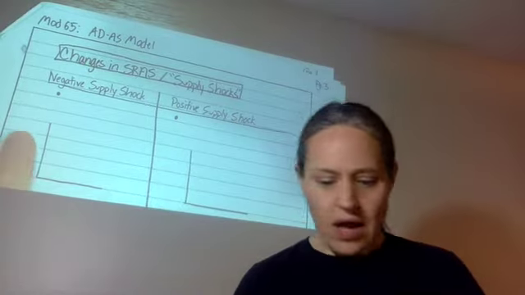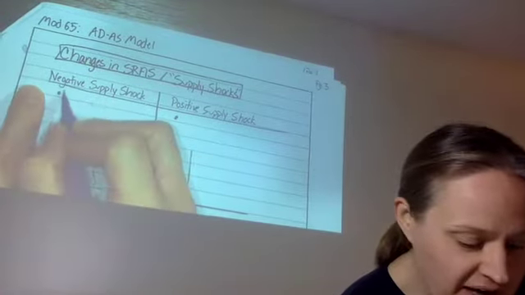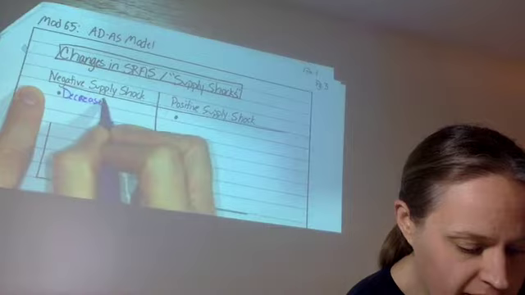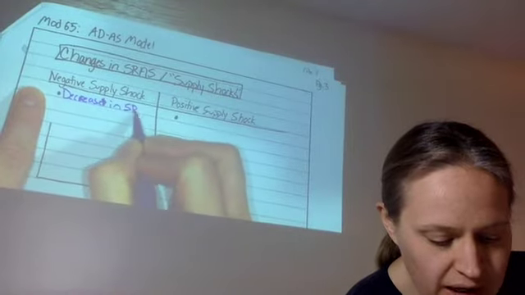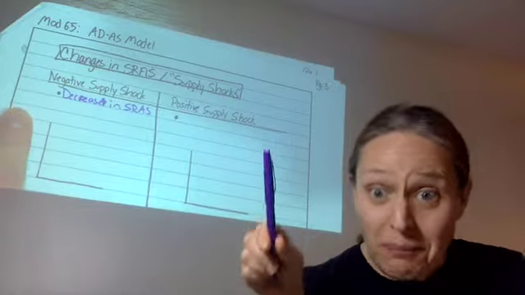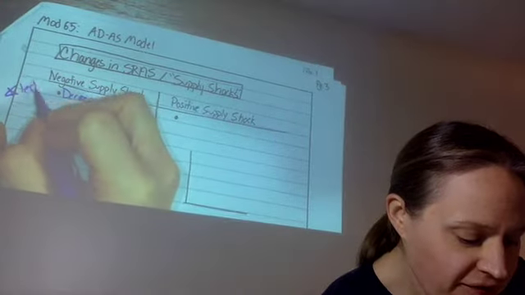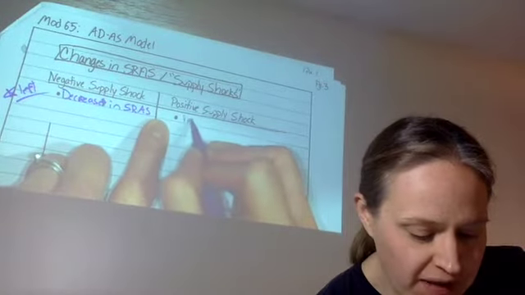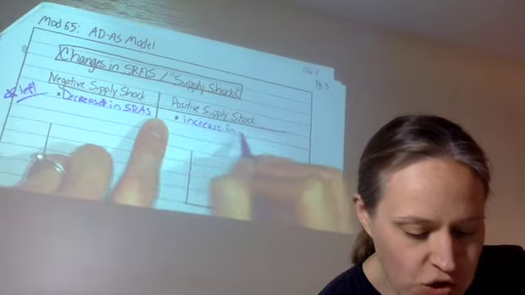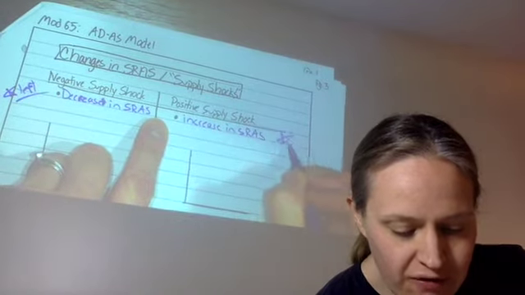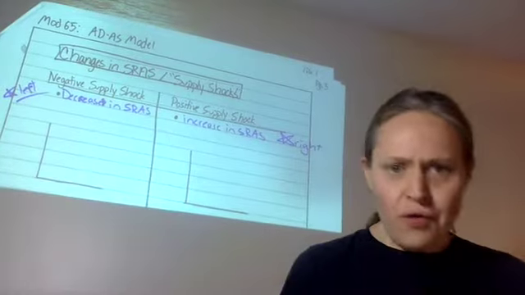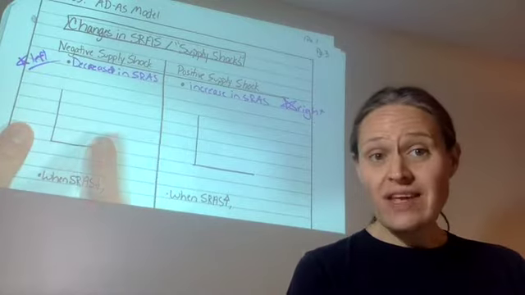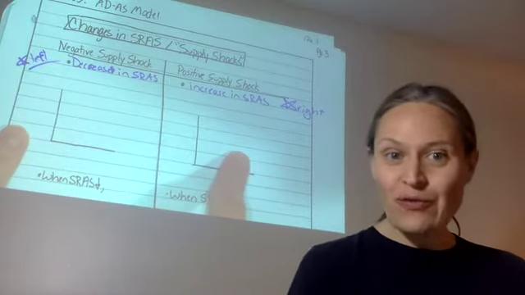Okay, so here we have a negative supply shock, which is a decrease in short run aggregate supply. And remember, decreases are to the left. And then over here, when we talk about positive supply shocks, that will be the increase in short run aggregate supply. And of course, that is to the right. So we're getting really good at these graphs now, so let's go ahead and graph out both of these, the decrease over here and the increase over here.